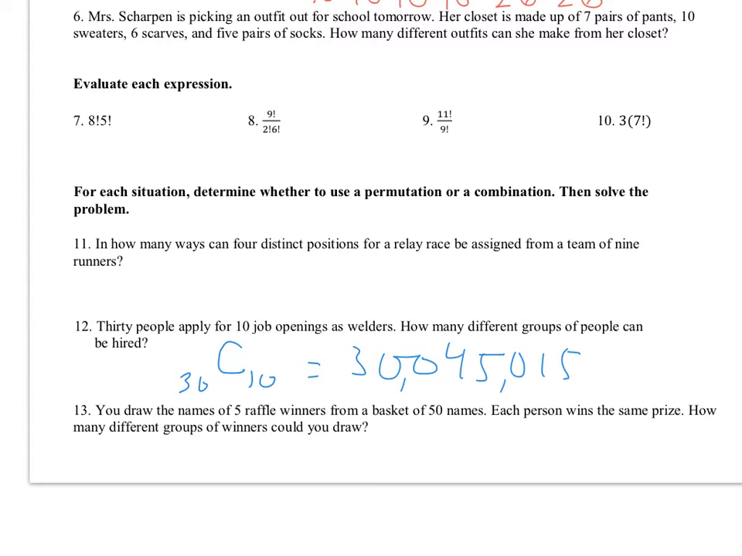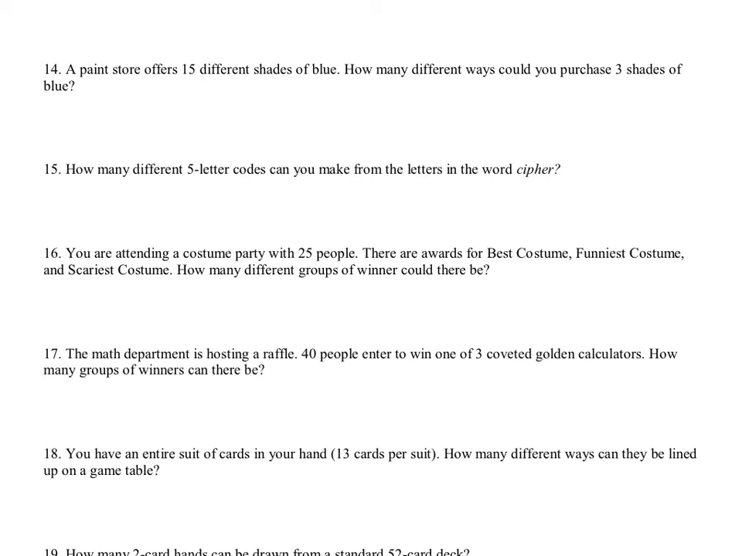And the next question that was asked was 13. You draw names, 5 raffle winners from a basket of 50 names. Each person wins the same prize. Does order matter? No, it's the same exact prize. So it's combination. You have 50 people in that bucket, and you're picking 5 people. So how many different ways can you pick 5 people from 50? Well, let me tell you. It would be 2,118,760.